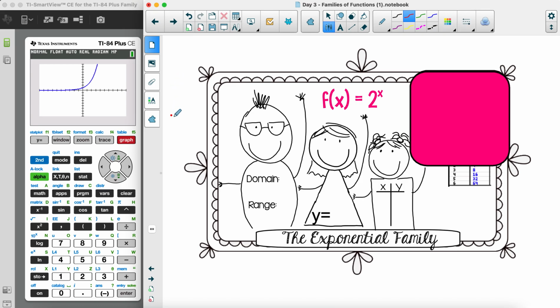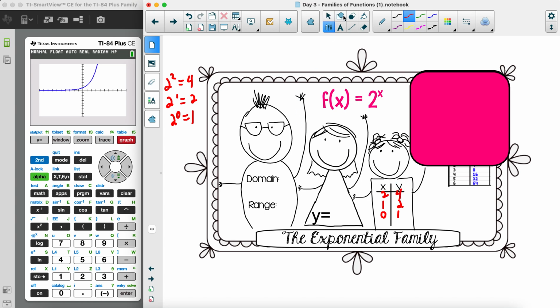Stuff you know, 2 to the 0th power is equal to 1. So therefore, when x is 0, y is going to end up being 1. 2 to the 1st power is 2, right? So when x is 1, y will be 2. When you do 2 squared, you're going to get 4. So when x is 2, you're going to get 4.